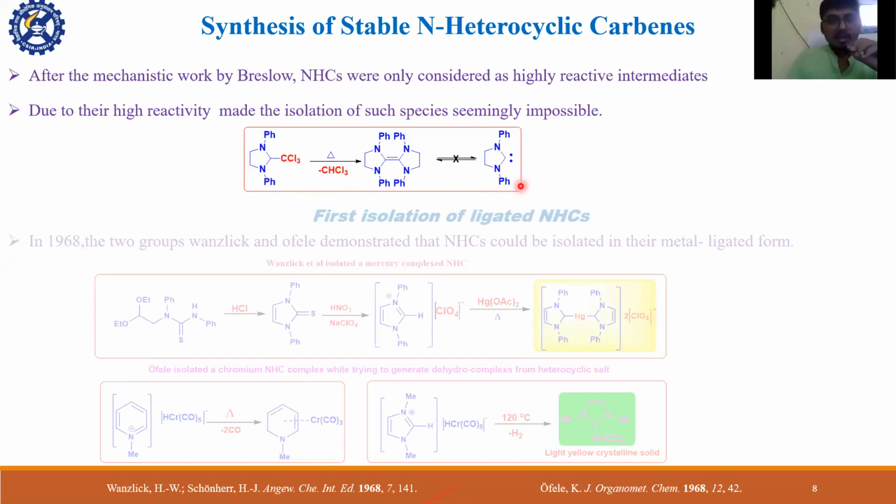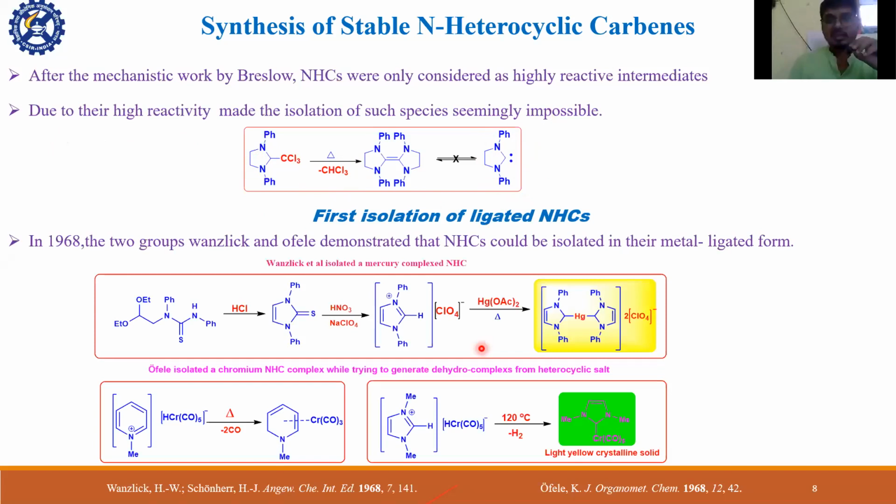But in 1968, two groups isolated them, though in this case they were metal ligated. They were not isolated in a pure form, but in the form of metal-ligated carbenes. After the discovery of these metal-ligated carbenes, carbenes became very popular as ligands. They are very good sigma donor ligands. After that, work in this area continued for several years, and it is still in progress.